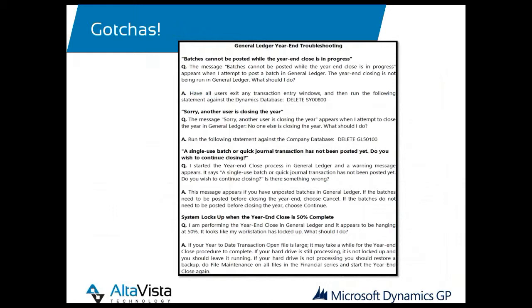But file it away. There's this one table that we can clear activity against if everyone's logged out, if we do have something that is a batch that's locked. Another message very similar to this is, sorry, another user is closing the year. This is more like when we're closing the year and power goes out, like if we tried to close the year and something happened. There's a separate table that we rarely look at, but if we run this delete GL50100 against the company that we're closing, that'll clear that activity flag and let us proceed.